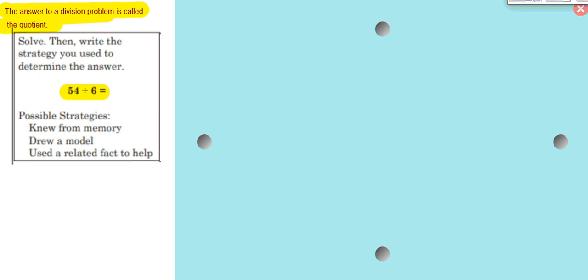So I went ahead and highlighted right here. The answer to a division problem is called the quotient. It's very important that you guys practice your math academic vocabulary. Okay, so 54 divided by 6 equals, and we don't know what the quotient is in this equation, unless you know your multiplication tables. If you know your multiplication facts, you will know that 6 times blank number equals 54. Pause the video, think about what that number is, and write it down.